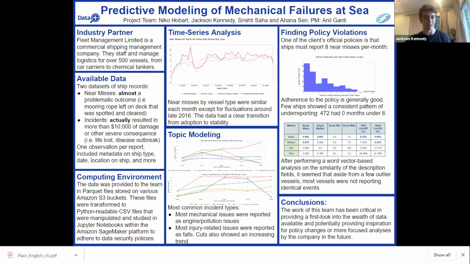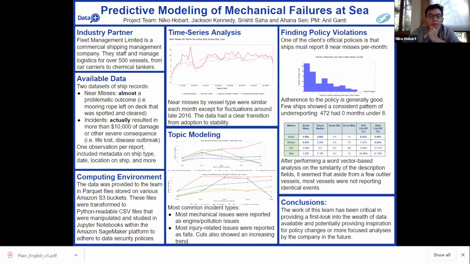So if you really wanted to make predictions, you would need more details about whether the people on board the ship are actually making their safety checks, whether things are falling through the cracks, or whether these near misses are just being reported by the captain to meet the requirement. So we really didn't find any room for prediction in the data.